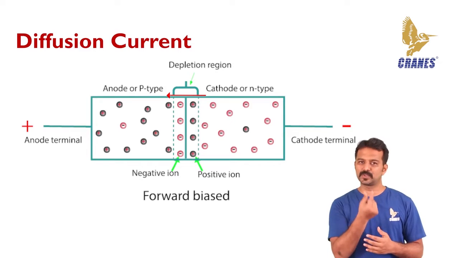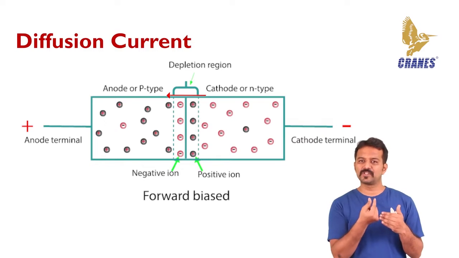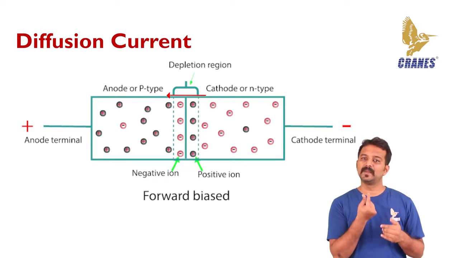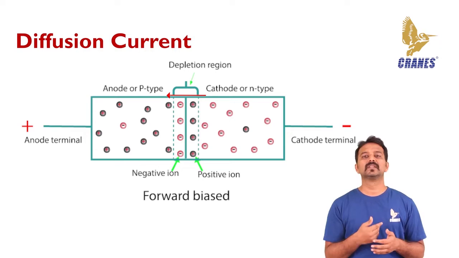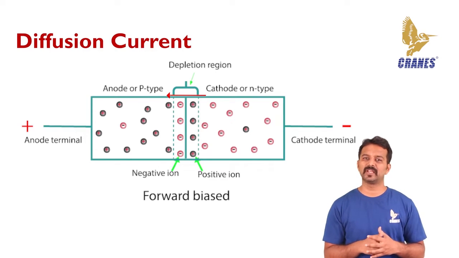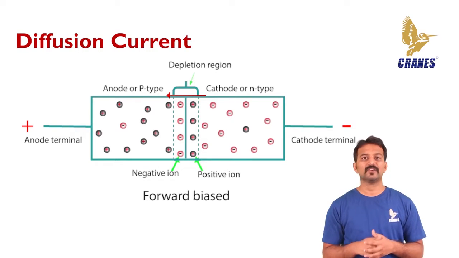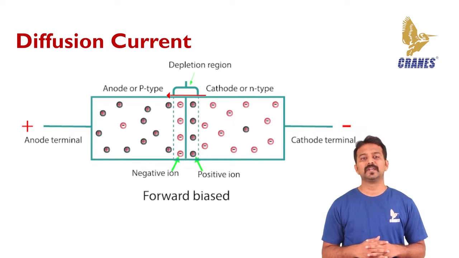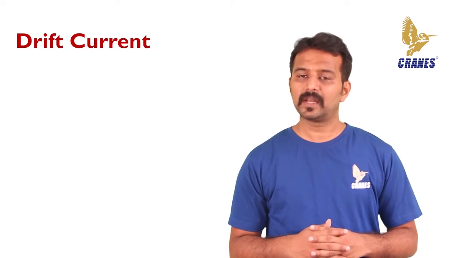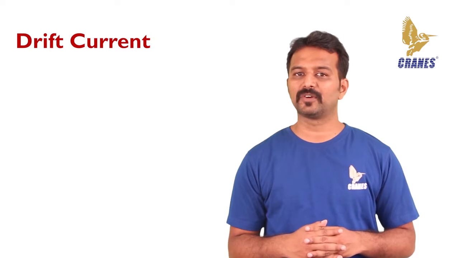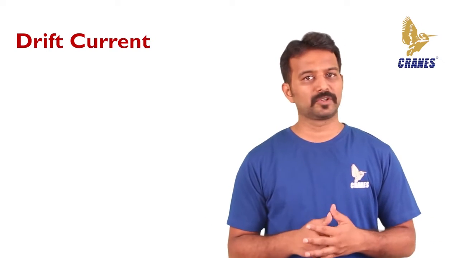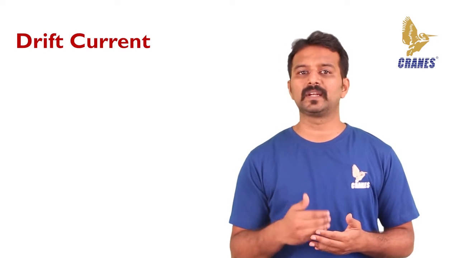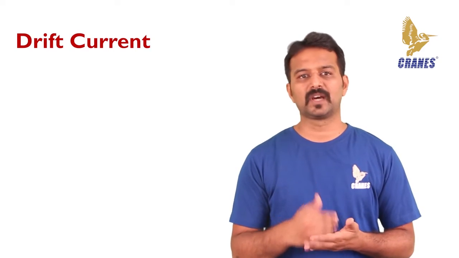The region between these two materials where this diffusion takes place is called the depletion region. Hence, the current formed due to the diffusion of these electrons and the holes without the application of any external energy can be termed as diffusion current. Let's look at drift current. The current which is formed due to the drift or the movement of the charged particles, maybe electrons or the holes, due to the applied electric field is called drift current.